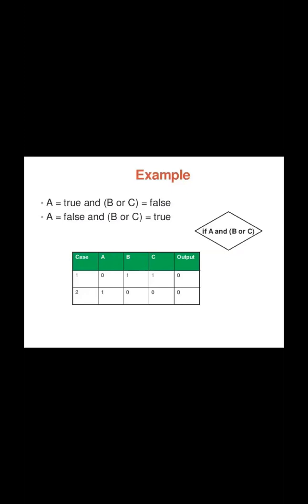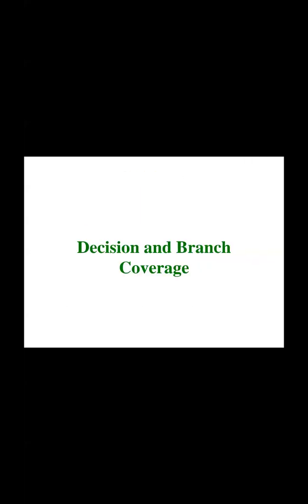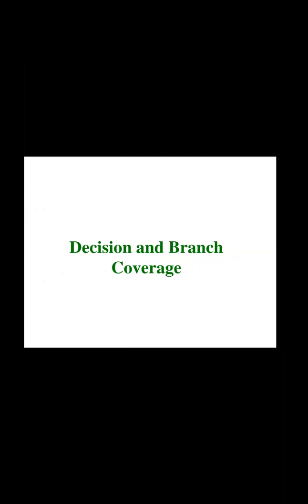The given condition is A equal to true and B or C equal to false. A is true means 1, B or C is false means 0, 0. The same way, A is false means A is 0, B or C equal to true means B and C are 0, 0 values. Like that, we will check the branching statements. The same way we can check decision and branch coverage, both the decision statement as well as the branch coverage statement.